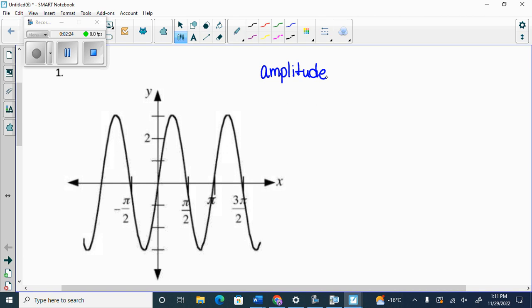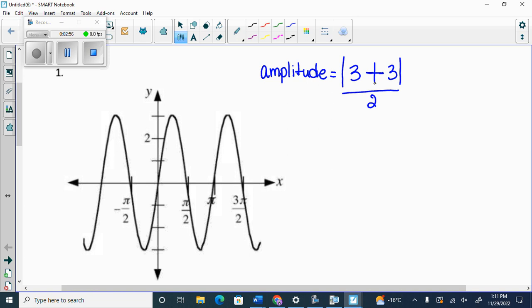the formula is the absolute value of the maximum. What is the highest this graph goes to? 3. Minus the minimum. What's the absolute lowest this graph goes to? Negative 3. Divided by 2. What happens when we get a negative times a negative, sorry? It becomes a really big addition sign.